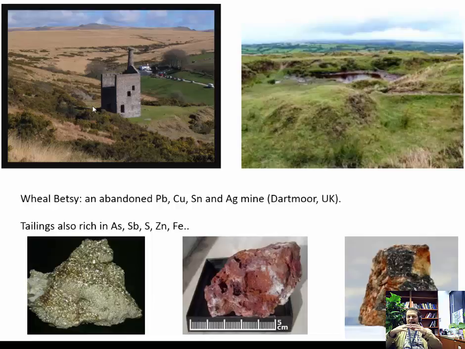The whole of Dartmoor is a granite intrusion, and effectively you get local hot water circulations as that's intruding, and that deposits lots of very valuable minerals. So this particular mine was used for lead, copper, tin, silver, and the mineralogy is quite pretty. It also contains arsenic, antimony, sulfur, zinc, and iron, and there are various ores here.